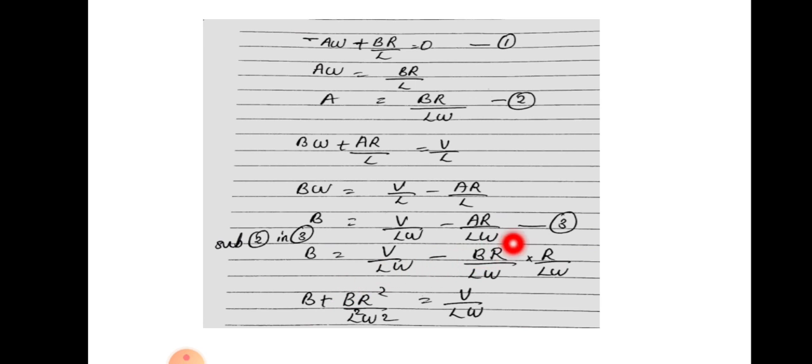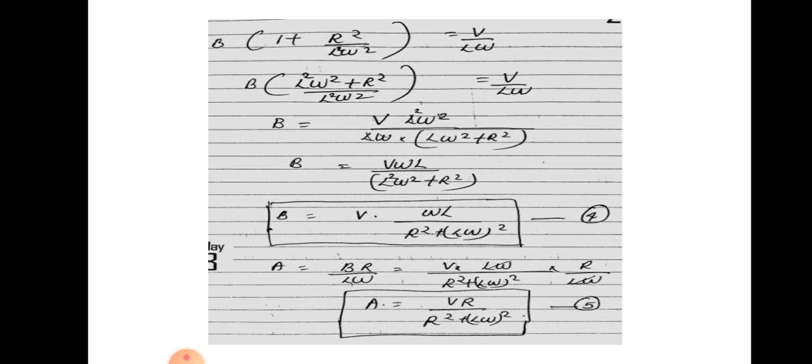Here there is a b term, so we can take this term to the left side. This gives the equation b plus b R square by L square omega square equal to V by L omega. In this, b can be taken outside, so by rearranging we get b equal to V omega L by L square omega square plus R square. So this is the equation for b. Once we get b, we can find the value of a by using this equation. Instead of b, we substitute this value, and we will get the value of a as V R by R square plus L omega all square.